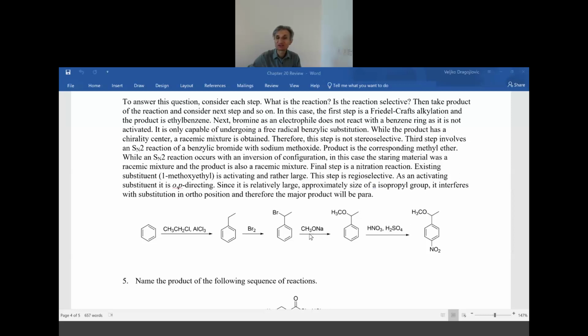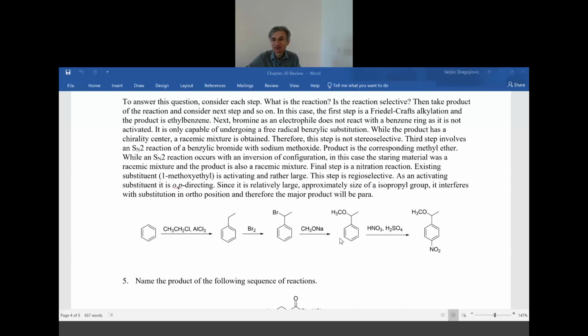So this is an SN2 reaction. It occurs with inversion of configuration, but again, since the starting material was a racemic mixture, inversion really doesn't matter. It doesn't matter if the reaction is stereoselective because the product is also a racemic mixture. If we start with a racemic mixture, we will end up with a racemic mixture. What is important is that this is SN2 substitution, formation of the corresponding methoxy ether. So the methoxy group, CH3O, replaces bromine.